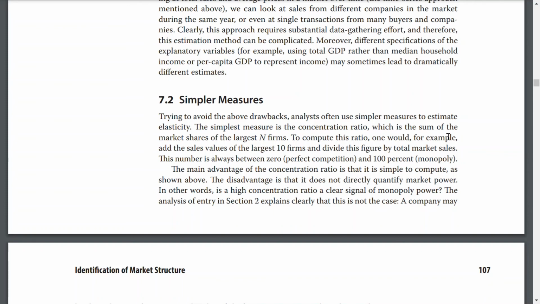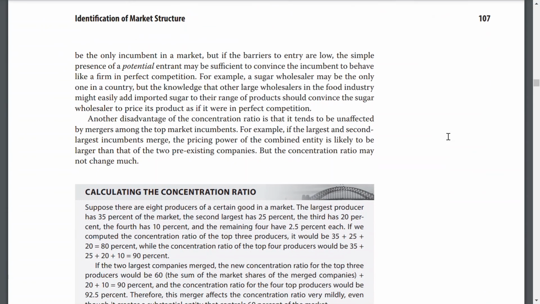The main advantage of this concentration ratio is that it is simple to compute. As shown above, the disadvantage is that it does not directly quantify market power. In other words, is a highly concentrated ratio a clear signal of monopoly power? The analysis of entry in section 2 explains clearly that this is not the case. A company may be the only incumbent in a market, but if the barriers to entry are low, the simple presence of a potential entrant might be significant to convince the incumbent to behave like a firm in perfect competition.